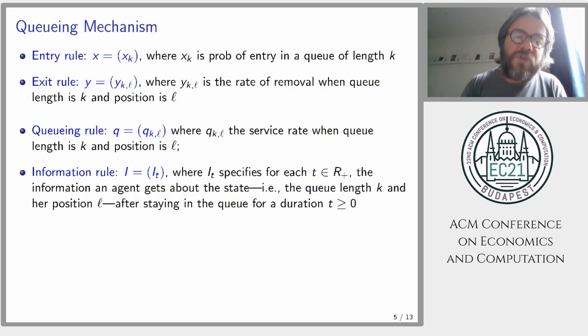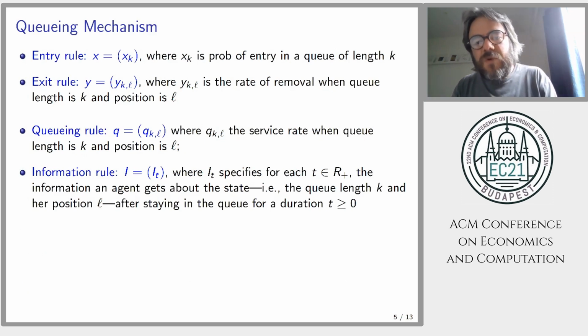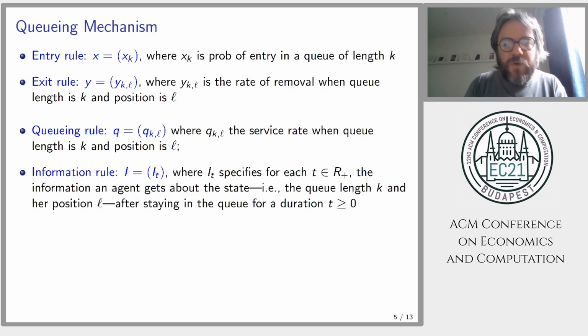Now, 2 other important instruments are going to be the queuing rule and the information rule. So the queuing rule is going to determine, upon service occurring, who will be the agent to get served. Okay, so more precisely, the queuing rule is going to be a collection Qkl for each q-length k and position l, where Qkl is going to be the rate at which an agent in position l is served when the q-length is k.